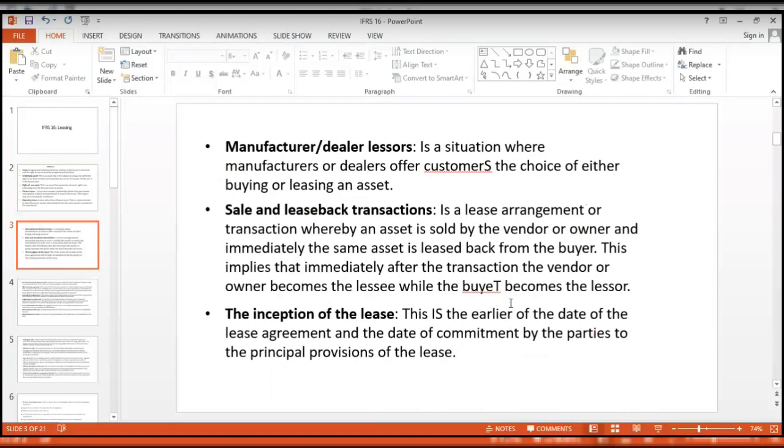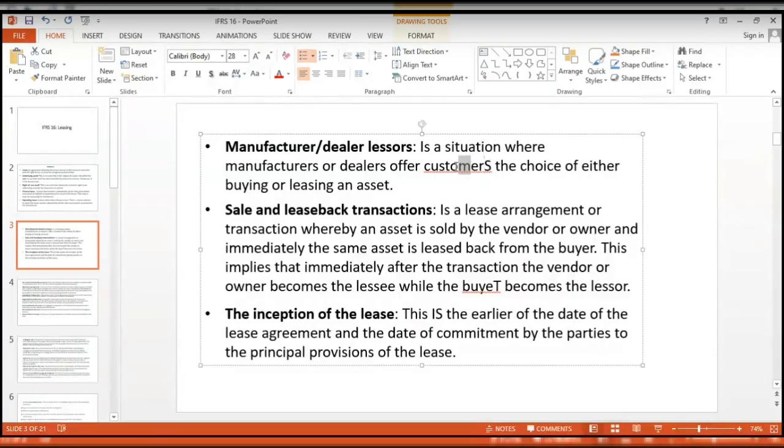Next, we have the manufacturer/dealer lessor. You can see some people manufacture, the other person is a dealer who sells. It's a situation where manufacturers or dealers offer customers the choice of either buying or leasing an asset.